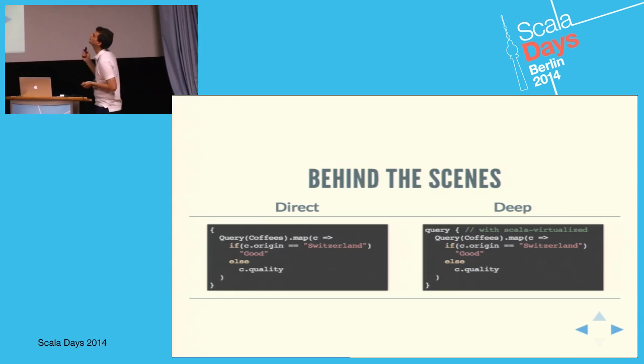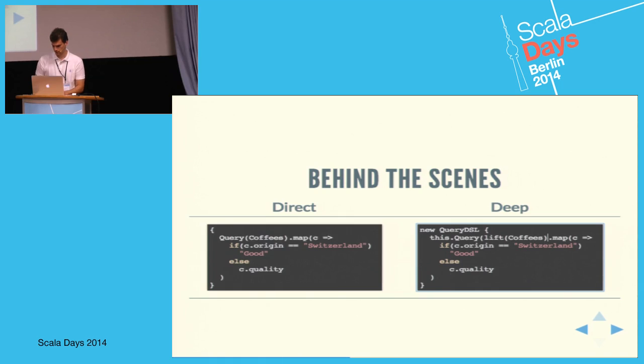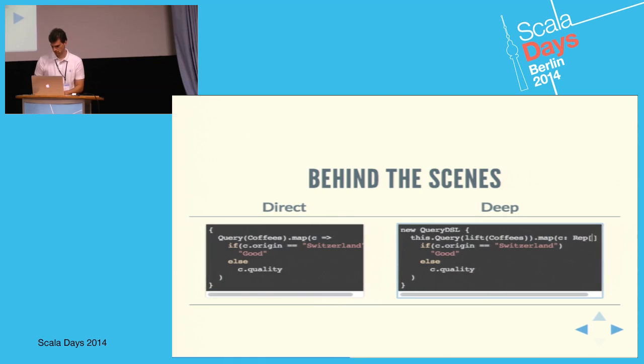So let's look at what happens here behind the scenes. This query from Scala Virtualized essentially becomes something like this. It's a Scala component that hides all these wrap types and intermediate representations. Then this becomes this query. Coffees is captured from the outside, so we'll have to lift it into the domain of our DSL. This becomes some kind of a Rep type of a coffee.